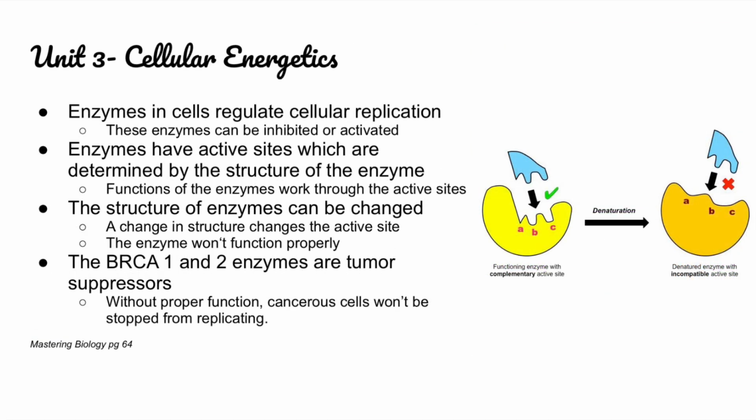Unit 3, cellular energetics. Enzymes in the cells regulate cellular replication. These enzymes can be inhibited or activated. Enzymes have active sites which are determined by the structure of the enzyme. Functions of the enzyme work through the active sites. The structure of the enzymes can be changed. A change in structure changes the active site, and the enzyme won't function properly. The BRCA 1 and 2 enzymes are tumor suppressors. Without proper function, cancerous cells won't be stopped from replicating.